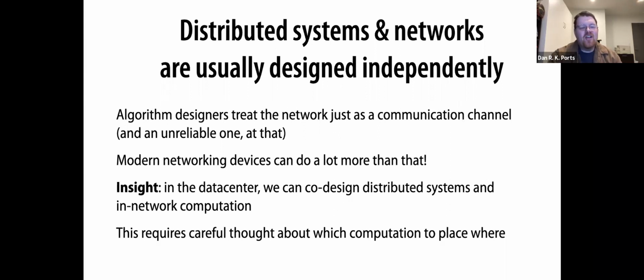We've got networking devices that can do a lot more than just forward packets along. And the insight that's motivating a lot of our work is that in the data center, we have the ability to change the network in order to co-design distributed systems and the data center network, so that we can place small amounts of computation into the network, which will really let us speed up distributed systems. But the big theme that I want to get across is that we really have to think very carefully about which computation to place where and how to co-design the two, so that we can take advantage of the things that in-network computation is good at and what things can best be done through traditional distributed protocols.